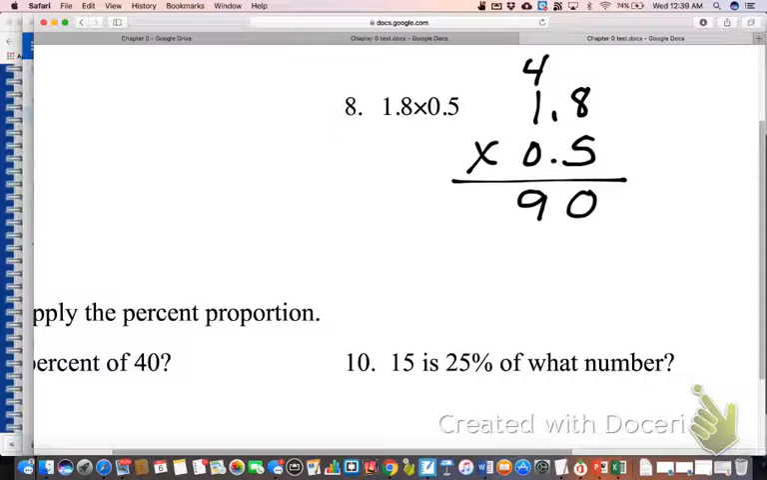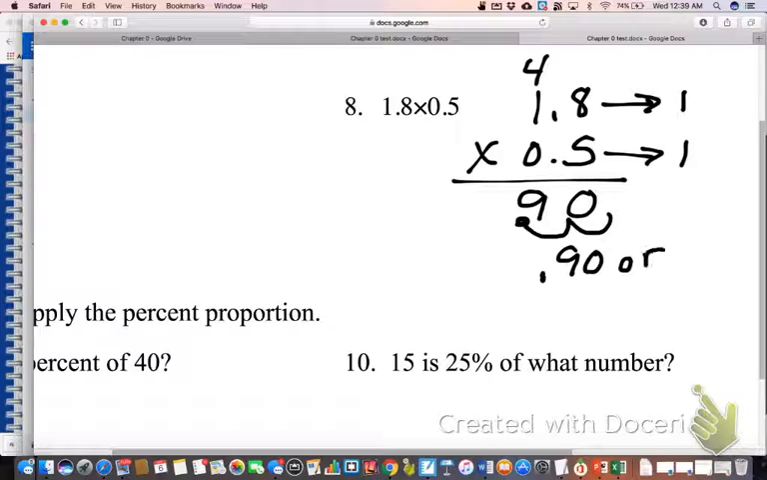And I need to look at the original problem. So see how I've got one number behind the decimal here, one number behind the decimal here. That means I need a total of 2 numbers behind the decimal in my answer, which means I need 0.90 or 0.9 for my answer.